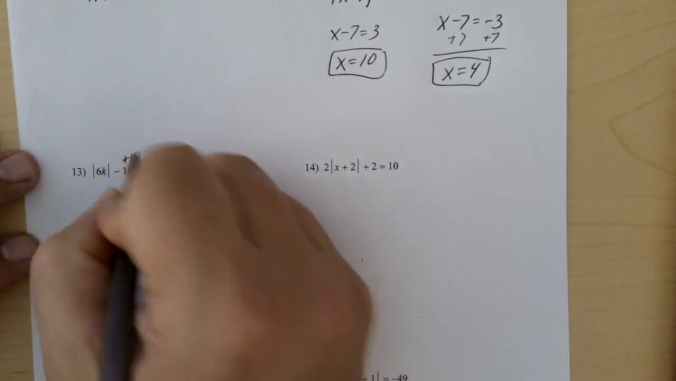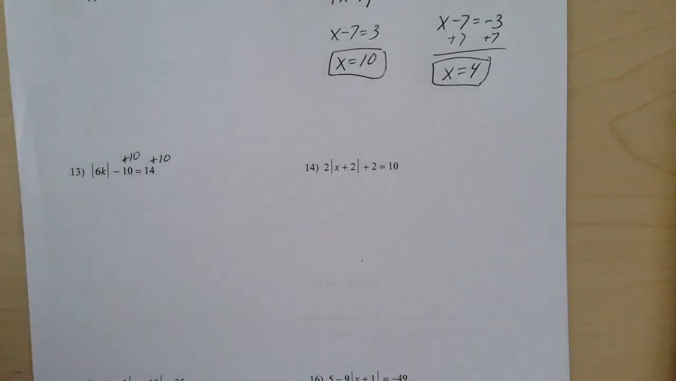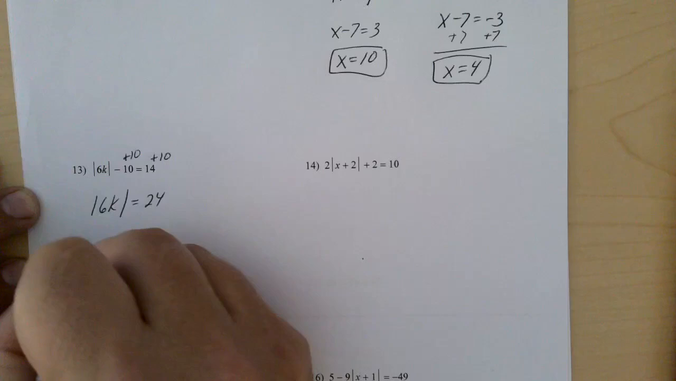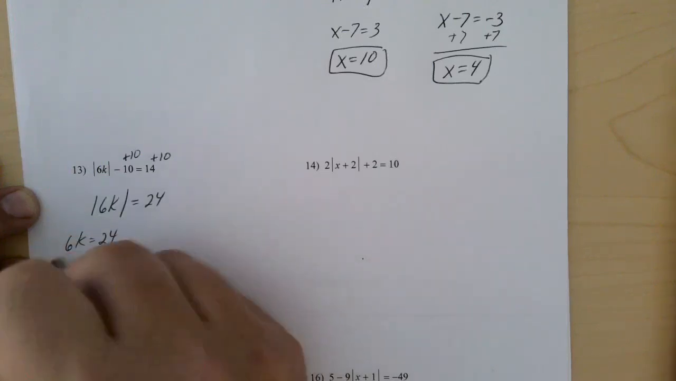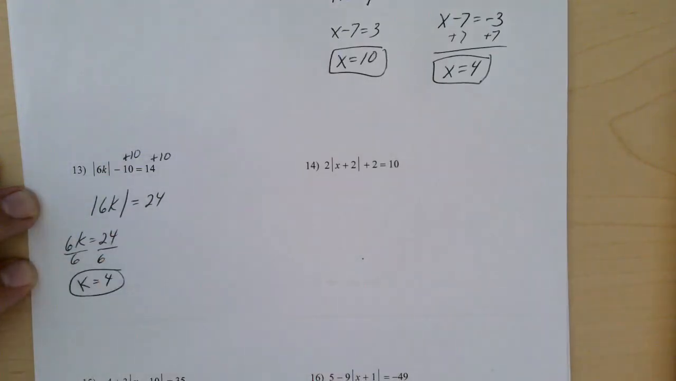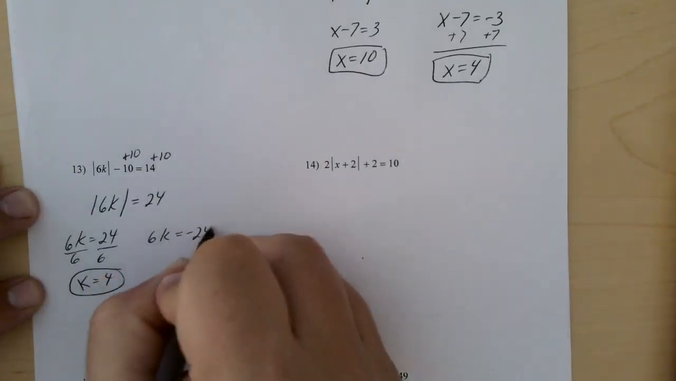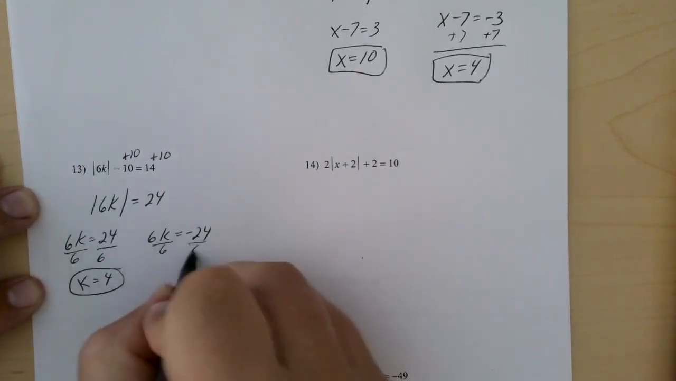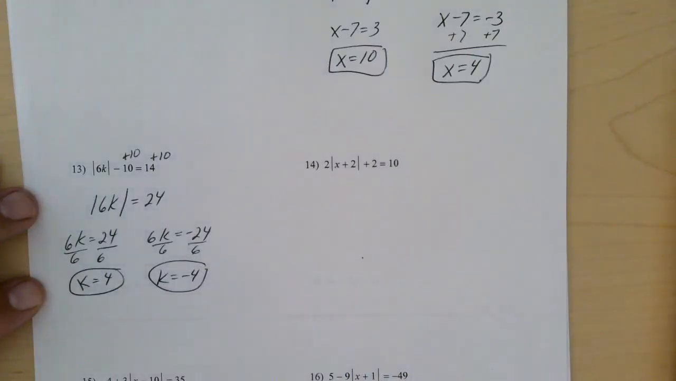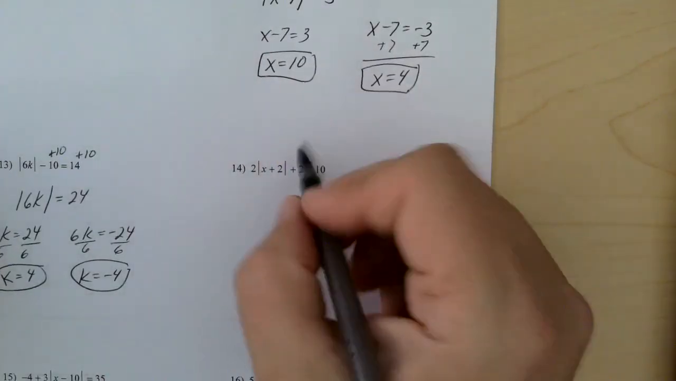So here, the first move must be to add 10, okay? When there's outside numbers, we must undo them. So absolute value of 6k equals 24. Drop the absolute value bars, divide by 6, and we're going to see 4 is an answer. Okay, so k equals 4 is one answer. Redo it with negative 24, divide by 6, and you're going to see negative 4 is the other solution. Okay? For this one, the hardest one is when there's more than one thing on the outside.